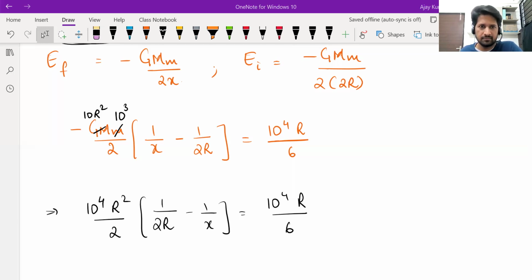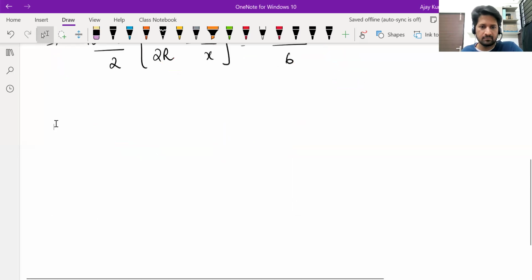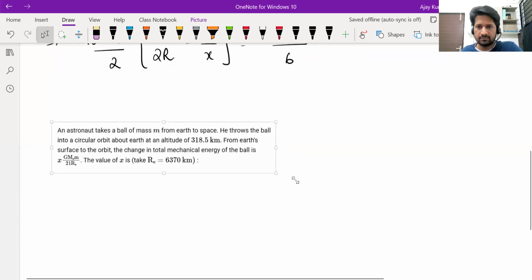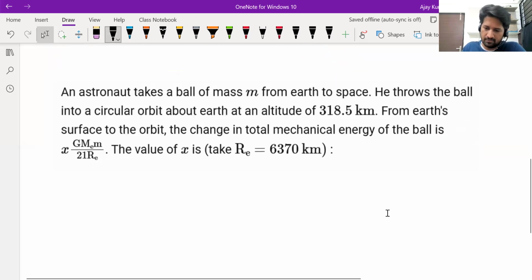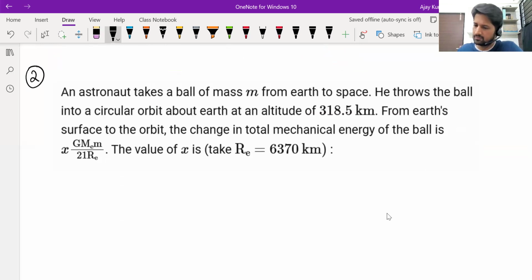Next question. Try this. An astronaut takes a ball of mass m from Earth to space. See, from Earth to space means from the surface of Earth, it is taken to a very large height above the Earth. Okay. He throws the ball into a circular orbit about Earth.